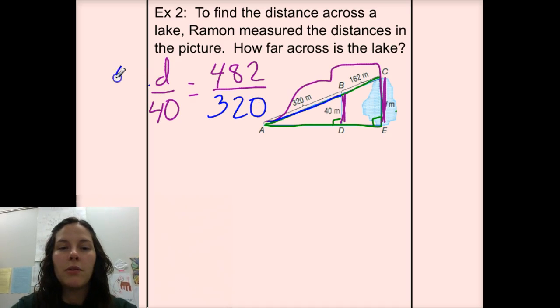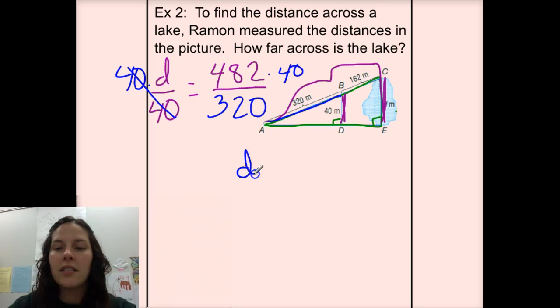Solving, we're going to multiply both sides by 40 to cancel our division. So the distance across the lake is about 60.25 feet.